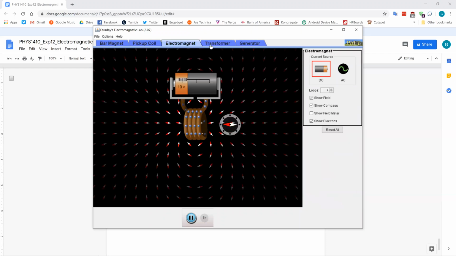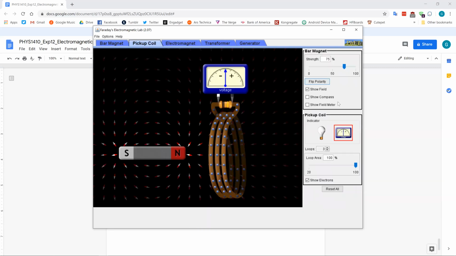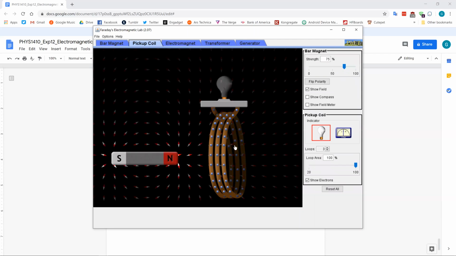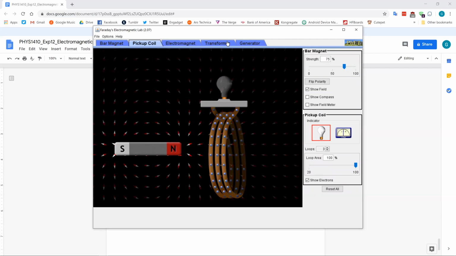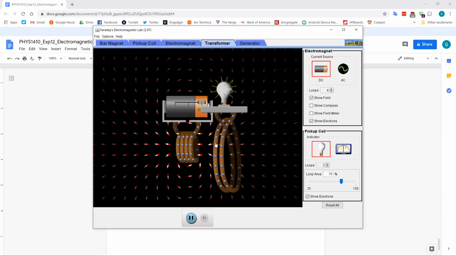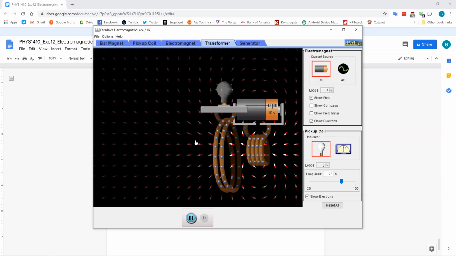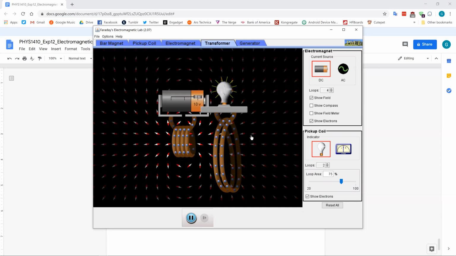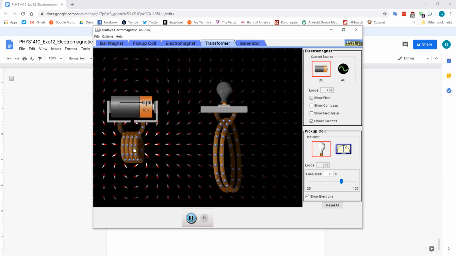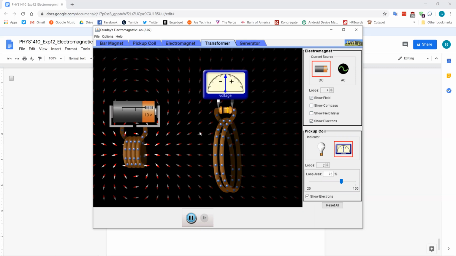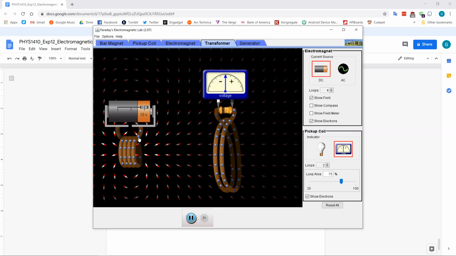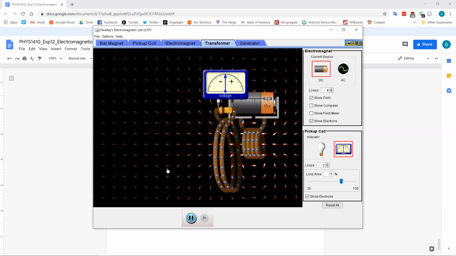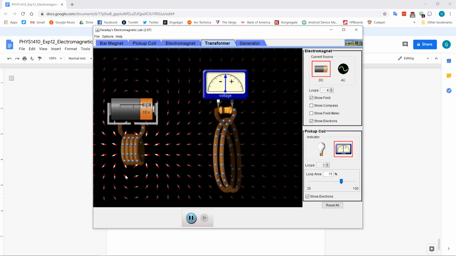to the behavior for your pickup coil with the bar magnet. So we're going to compare this to this. And the behavior is very similar. In fact, for the light bulb, it all works out the same. You could switch to the galvanometer meter and notice that when I have my current flowing this way with the north being on this side, it behaves exactly the same as the bar magnet.